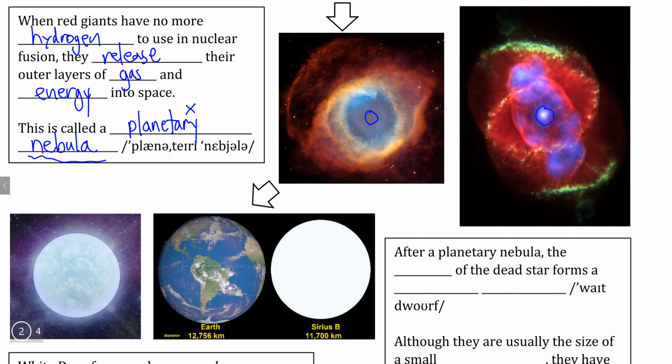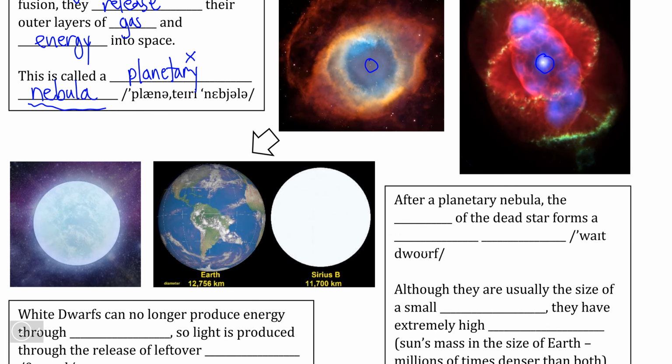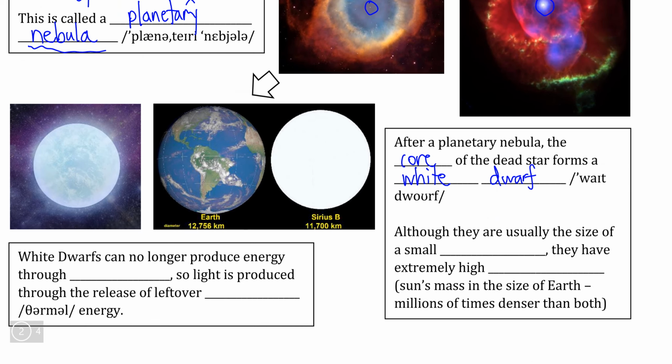So if the structure in the center of a planetary nebula is not a planet, well, what exactly is it? Well, after a planetary nebula occurs, the core of the dead star that is no longer able to perform nuclear fusion can be found remaining in the center of the planetary nebula, forming a special type of star that we call a white dwarf star. And white dwarf stars are quite small from the perspective of other stars.